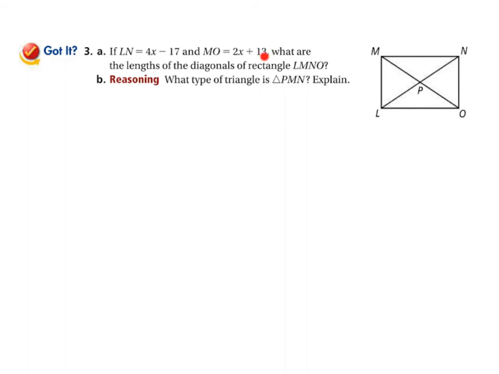Why don't you give it a go with this got it problem? This diagonal LN, its length is described as 4x minus 17, and the length of this diagonal MO is described as 2x plus 13. What are the lengths of the diagonals? Also, what type of triangle is this? Triangle PMN right here. Okay. Try these out and restart when you have an answer.